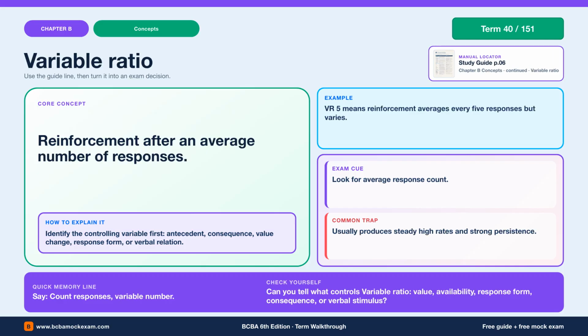Variable ratio. Variable ratio means reinforcement after an average number of responses. For example, VR5 means reinforcement averages every 5 responses, but the exact number varies. The exam cue is an average response count. The trap is thinking variable means random with no pattern. It still has an average schedule requirement. Memory line: Count responses, variable number.